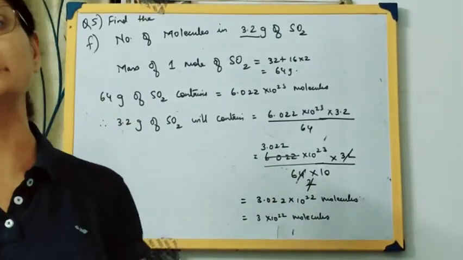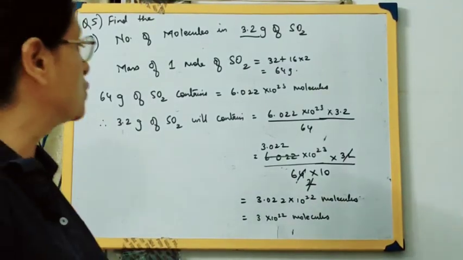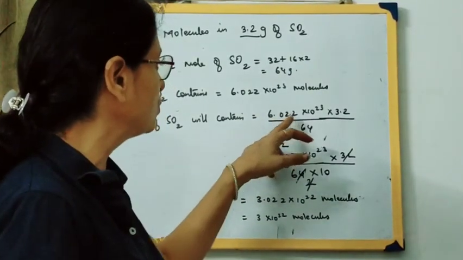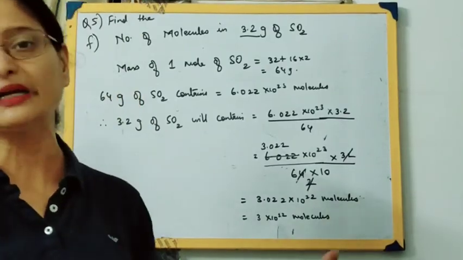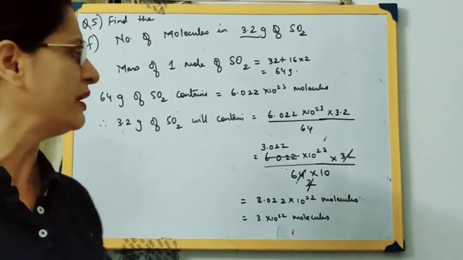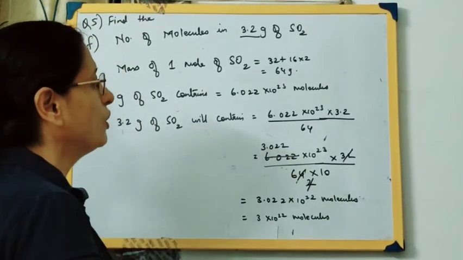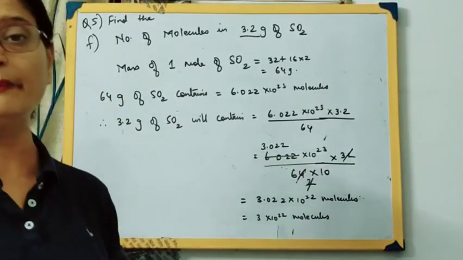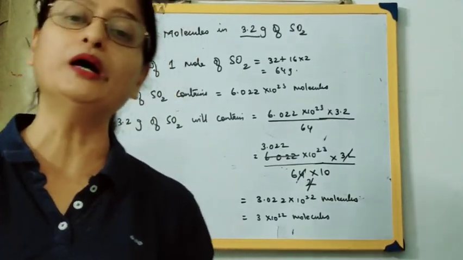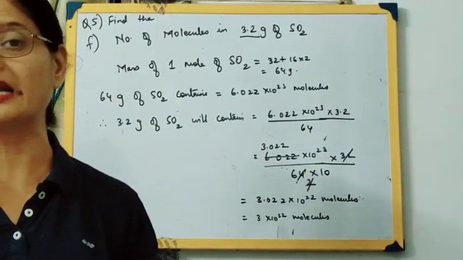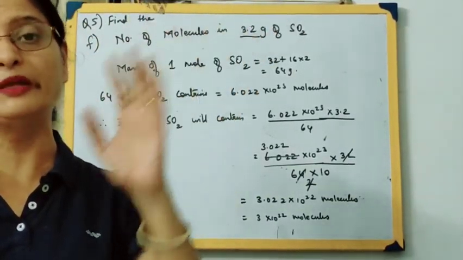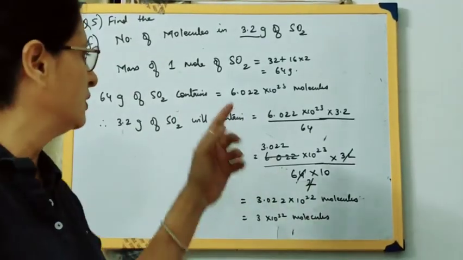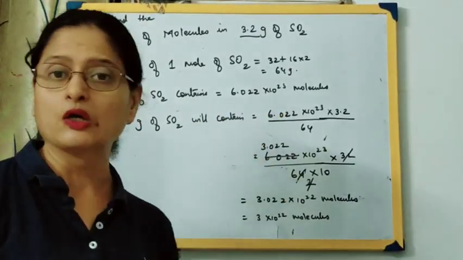And in some of the books it has been given as 6.023 into 10 to the power 23. Both are correct. It's a very slight difference, so both are acceptable. But we will follow the Concise book, so this value has been given in the Concise book. But preferably you will follow your question paper, whatever value has been given in it. If no value is given, then you can follow the value given in the Concise book.